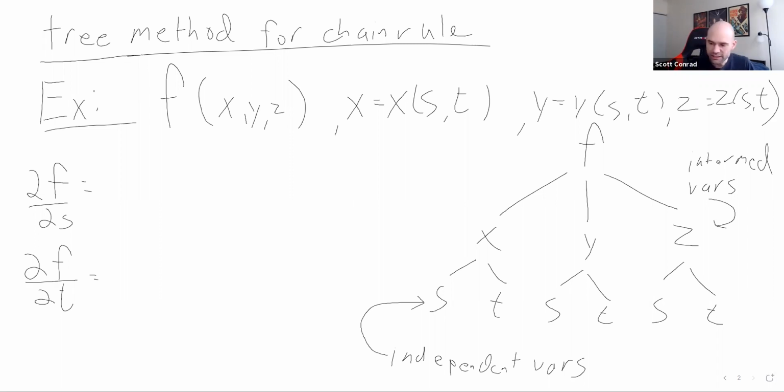So between each of these variables, we have a derivative. So from f down to x, label that node as df dx. From x down to s, label that dx ds. And then do the same for the others. F down to y, df dy. And from y to s, that's dy ds.